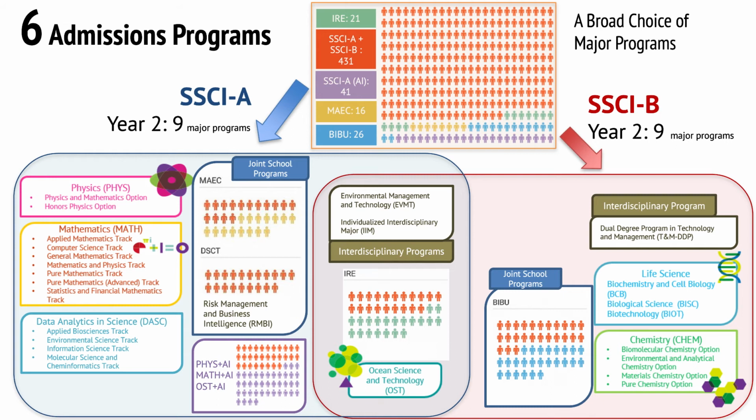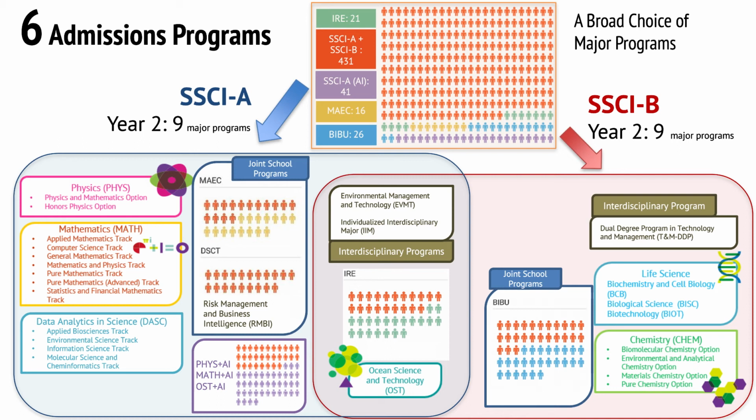We offer 6 admission programs. We separate all major programs into 2 groups. The first group is Science Group A, which is more about mathematics and physics. Students from Science Group A can declare one of those 9 programs shown in the blue box after their first year. The other group is Science Group B. It includes some biology and chemistry related programs. We offer 4 other admission programs, including Science Group A with an extended major in AI, IRE, MAEC, and BBU.